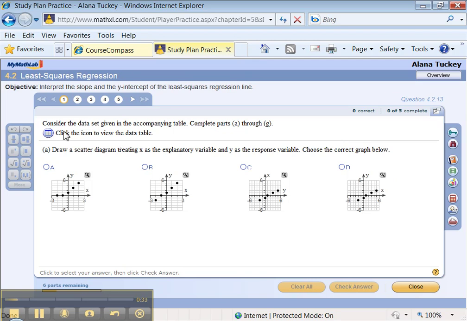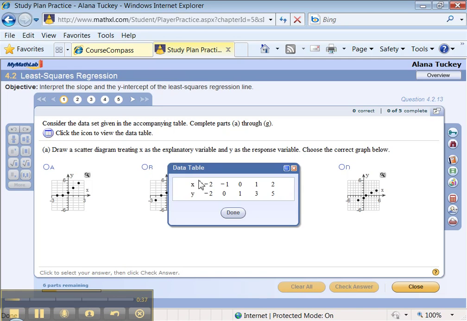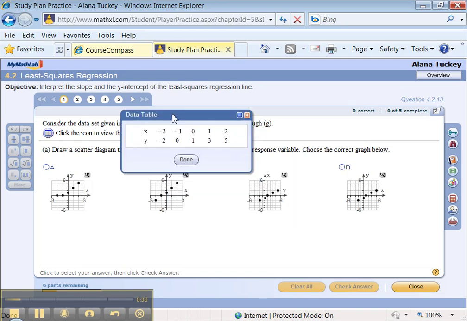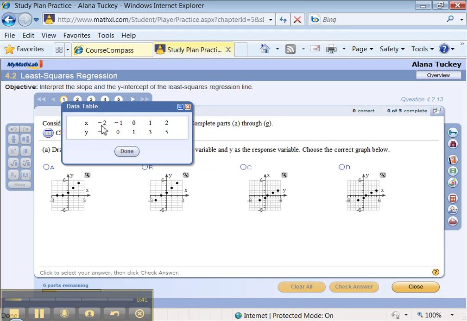Now, first thing I'm going to do is click on this data, click on the icon. I can see the data table. There it is. And I can see these points. It has to go through -2, -2, -1, 0, 0, 1, and so on. So the first thing I'm supposed to do is pick a scattergram. You don't need Excel to do this. You can just kind of look at it. So -2, -2, -1, 0, 0, 1. This one looks like it.